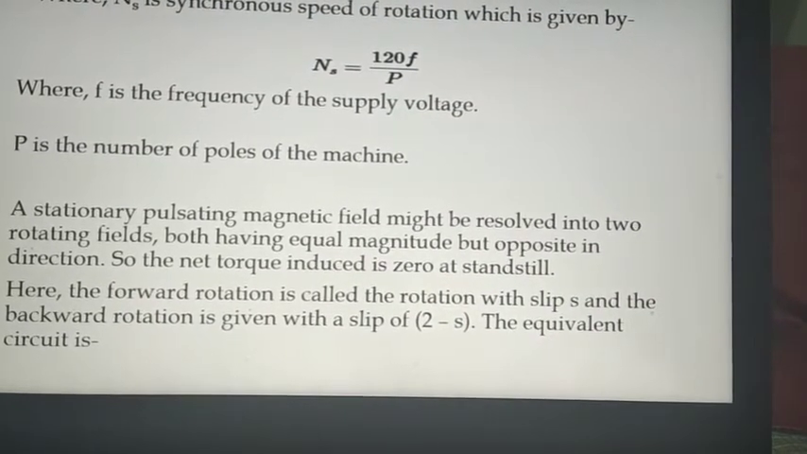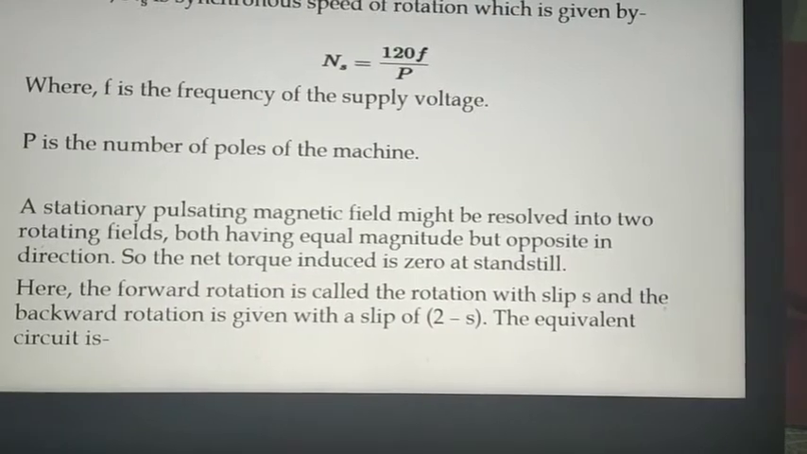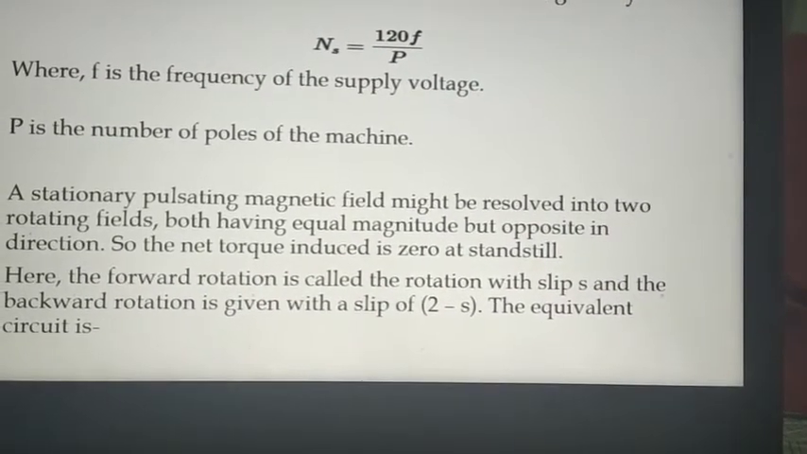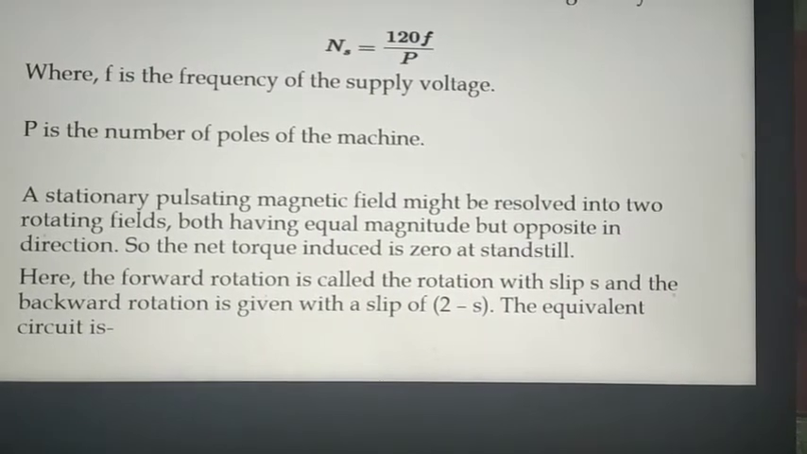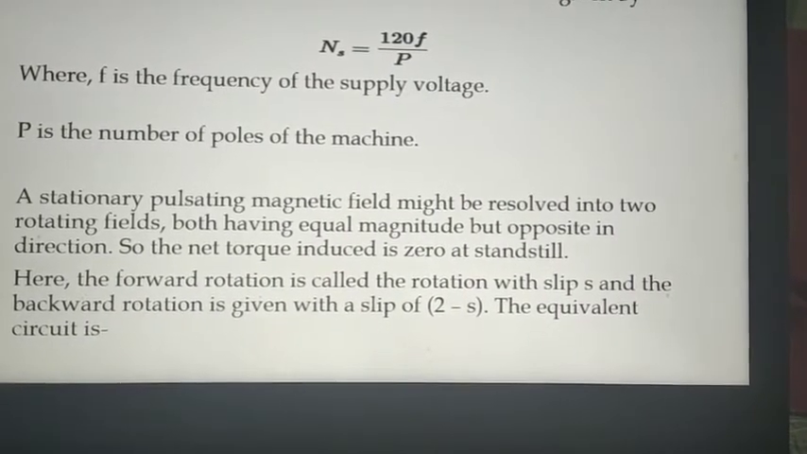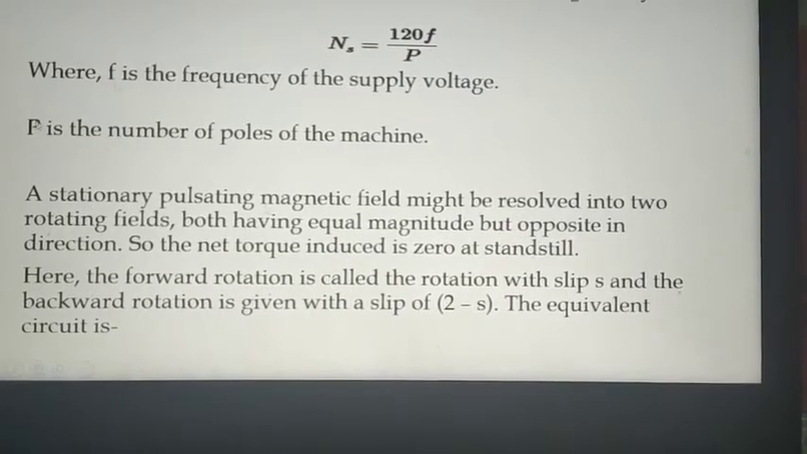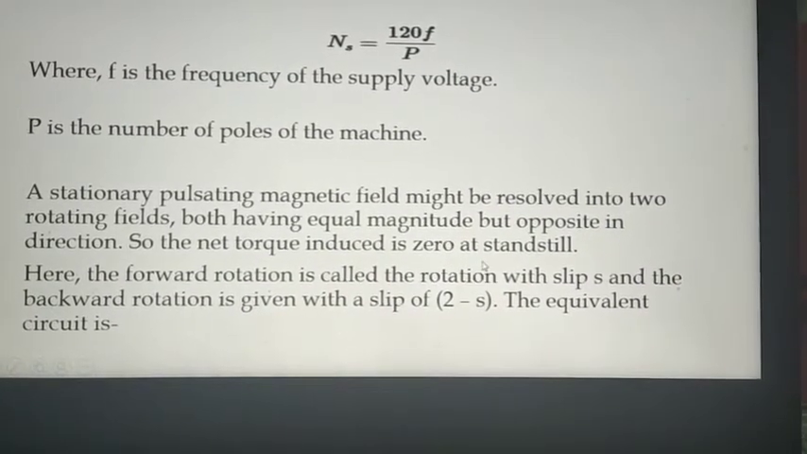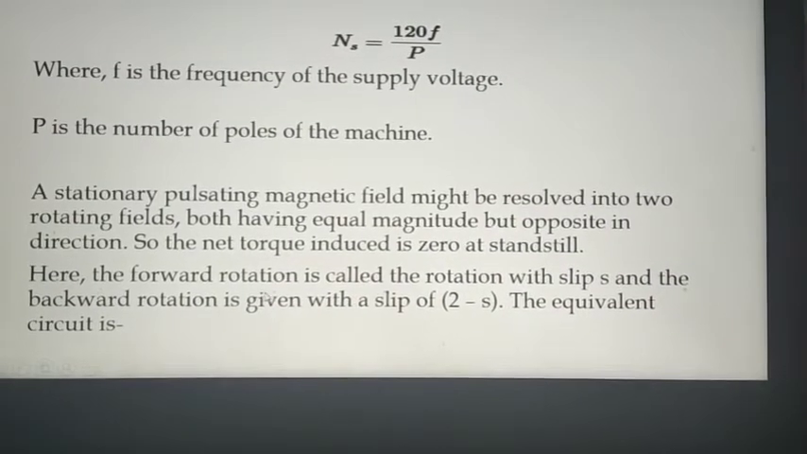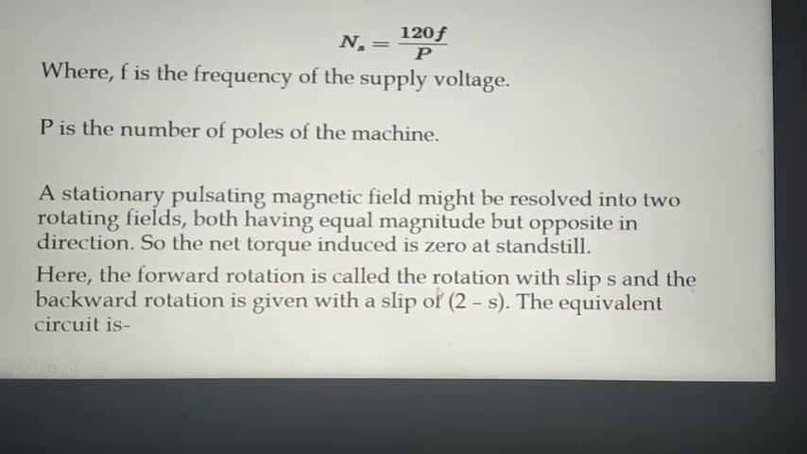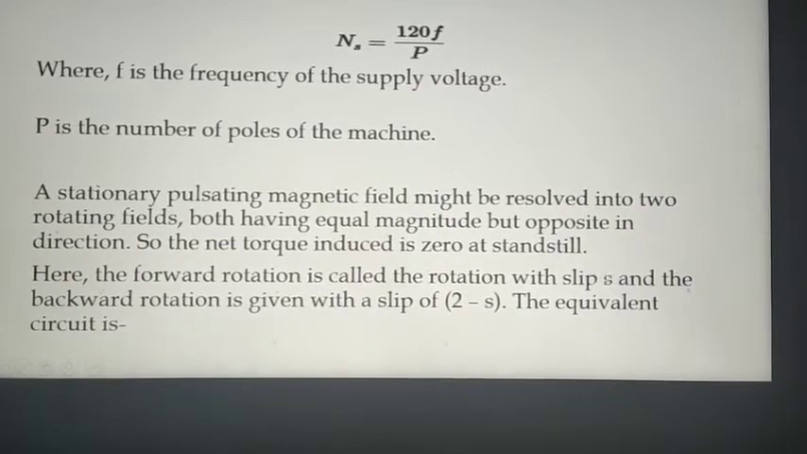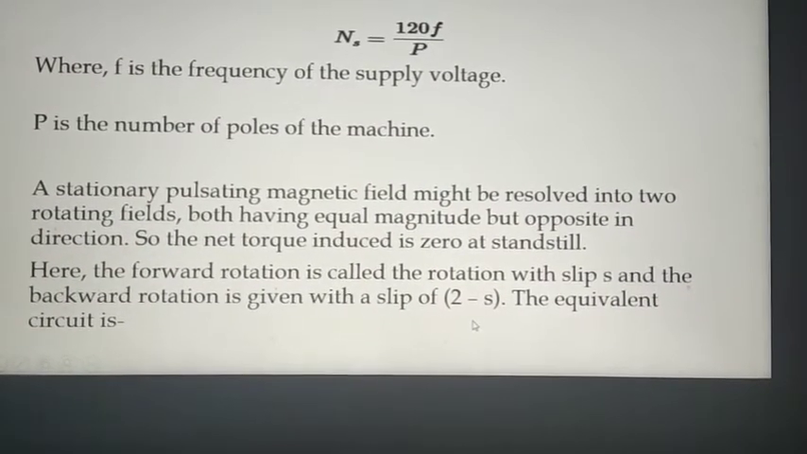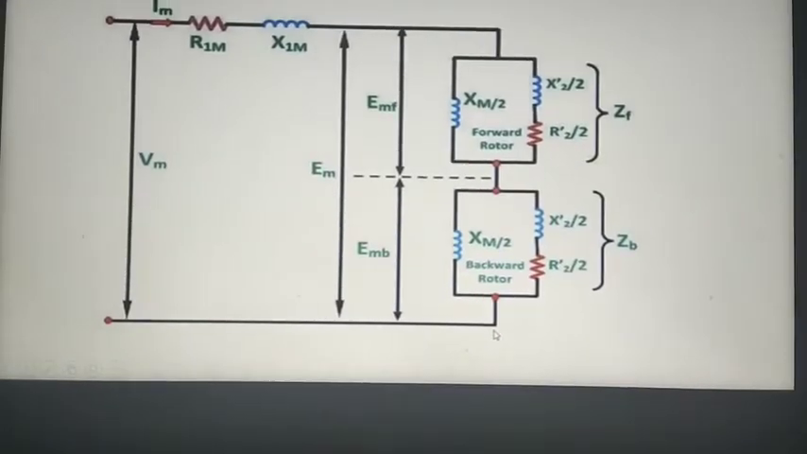A stationary pulsating magnetic field might be resolved into two rotating fields, both having equal magnitude but opposite in direction. So in our single phase induction motor, we know the stator torque and the rotor torque will be opposite each other. So the net torque will be 0. That will be mentioned here: the net torque induced is 0 at standstill. Here forward rotation is called rotation with a slip of s, and the backward rotation is given by a slip of 2 minus s.